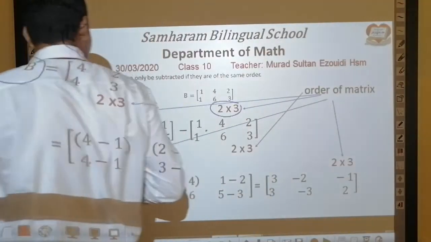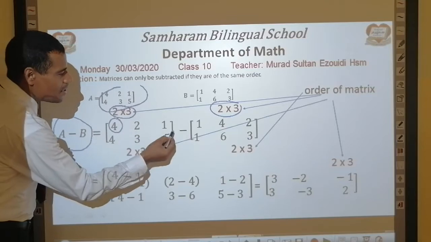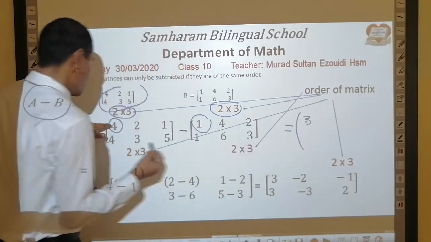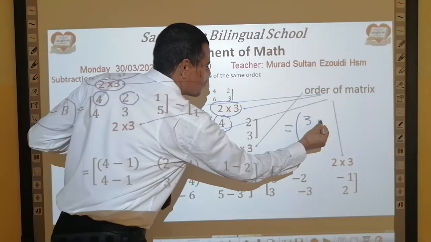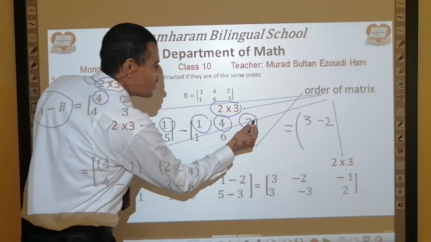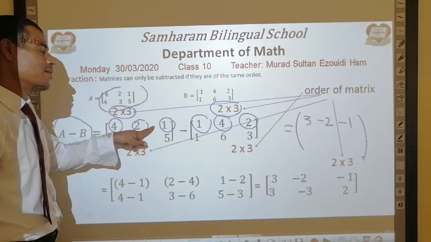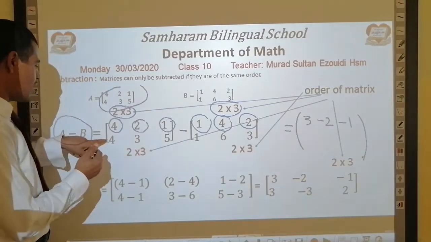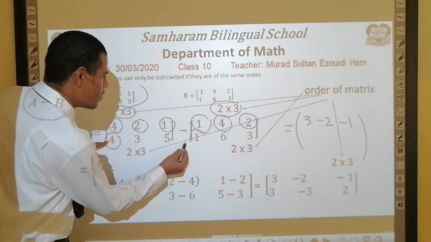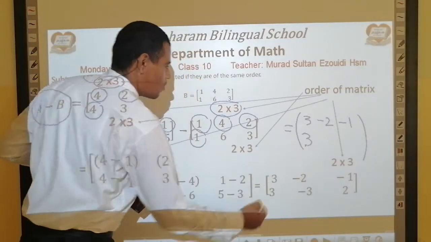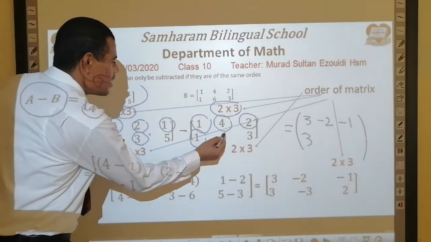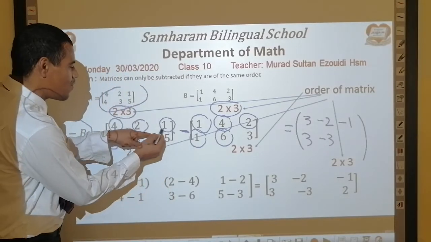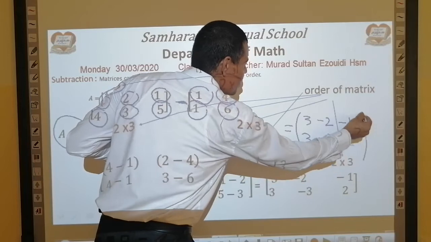Now, I will try to subtract. 4 minus 1 is 3. Good boy. Then 2 minus 4 is negative 2. Then 1 minus 2 is negative 1. Then I close my brackets. I will move to the second row, first term, then second term, and third term. This is the second row, first term: 4 minus 1 is 3. Good boy. Now the second one, 3 minus 6, because here I have minus, my kids, gives us negative 3. Then the last one, 5 minus 3 is 2. So this one is the answer, my kids.